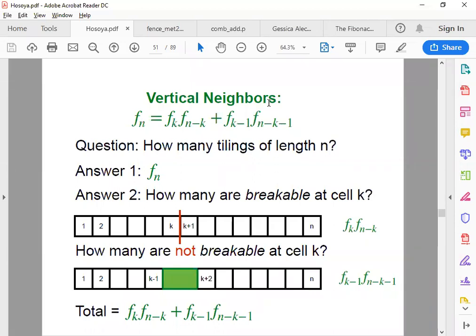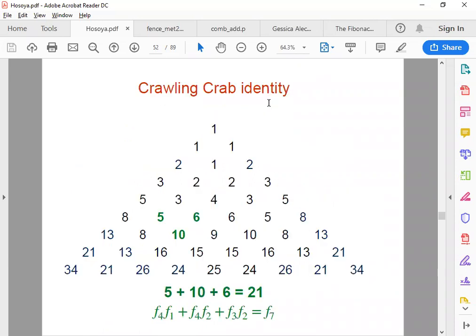In general, one of the advantages of doing combinatorial proofs is that it allows you to see patterns that you might not have seen otherwise. Like F sub n, if you break it at cell k, this is still the vertical neighbors property: Fk times Fn minus k, or if you have a domino, Fk minus 1 times Fn minus k minus 1.